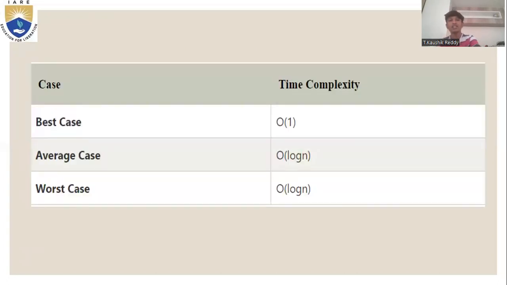So the best case, average case, and worst case for binary search are as given: the best case is big O of 1, and the average case is big O of log n, and the worst case is big O of log n. So both average case and worst case are the same, that is big O of log n, and the best case is big O of 1. These are the time complexities of binary search.